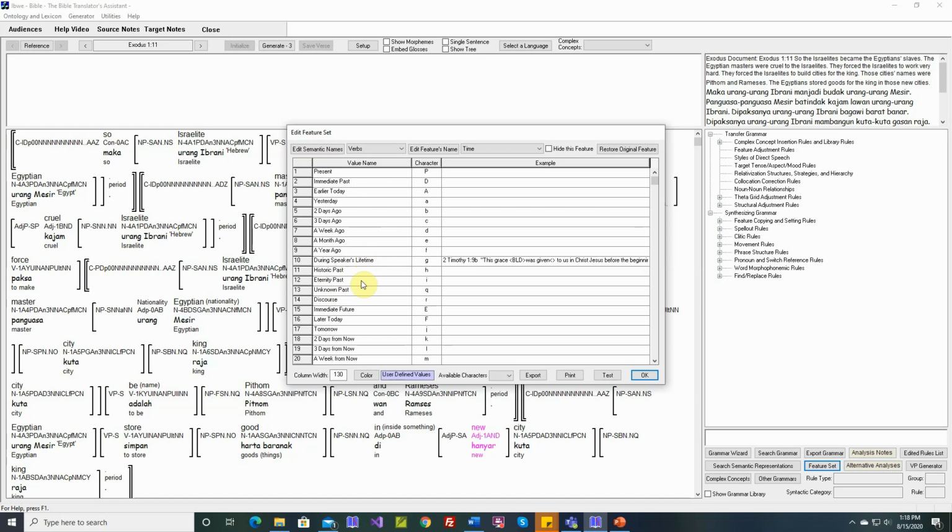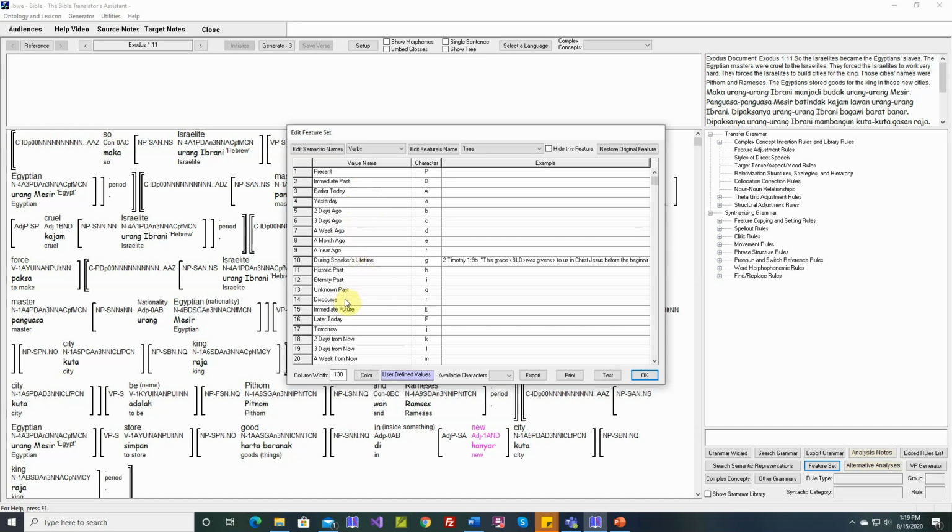You can write rules that will collapse these. Maybe your language uses past and remote past. Anything more than a year ago is remote past. Or you can combine any of these that you want so that the new categories fit your language.